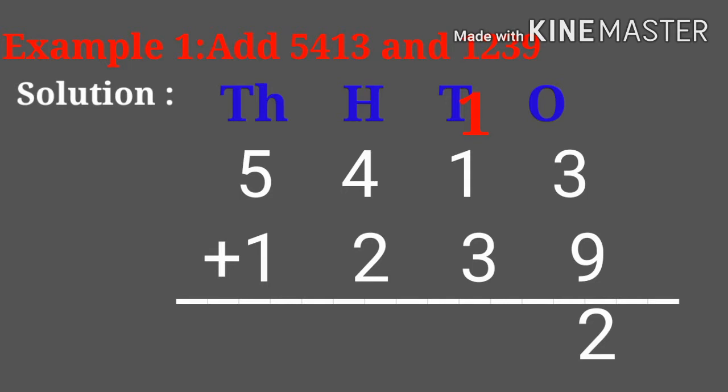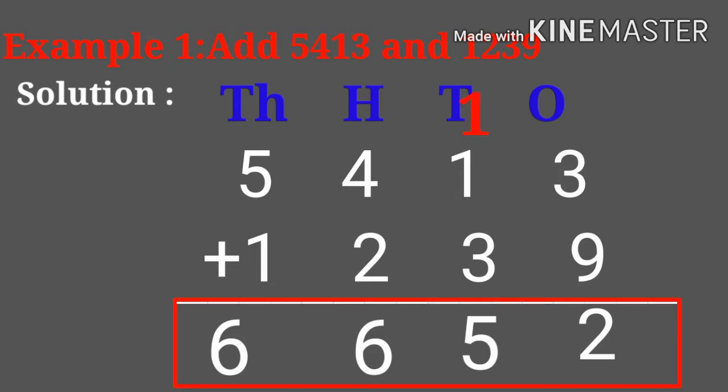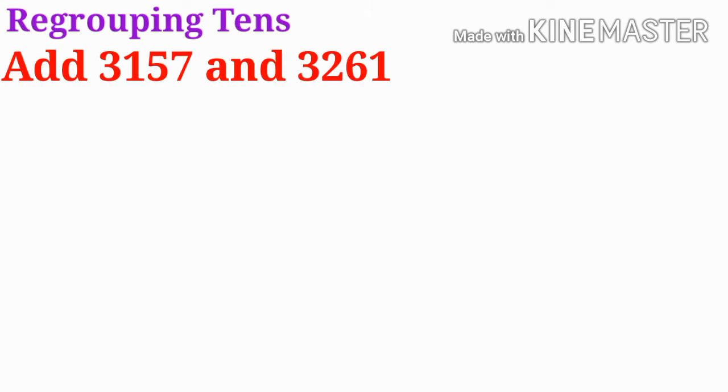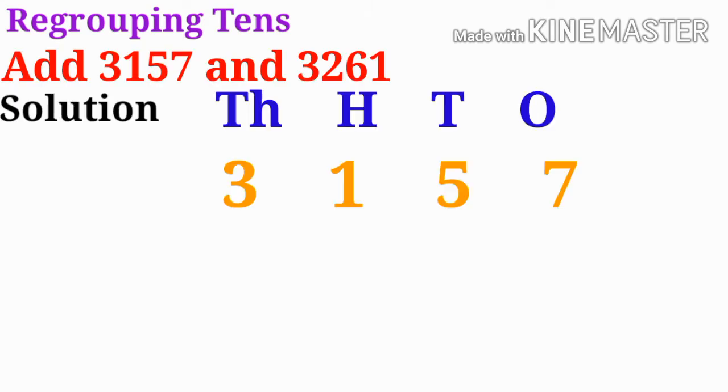Okay. Then add the tens digits. 1 ten plus 3 tens plus again 1 ten, which was regrouped, that is equal to 5. Then add the hundreds digits. 4 hundreds plus 2 hundreds is equal to 6 hundreds. Then add the thousands digits. 5 thousands plus 1 thousand is equal to 6 thousands. Hence 5413 plus 1239 is equal to 6652.